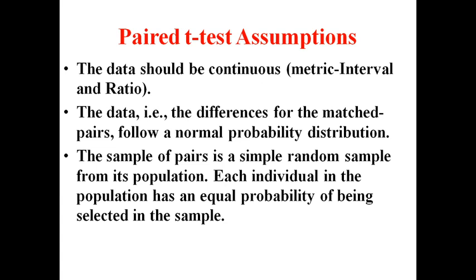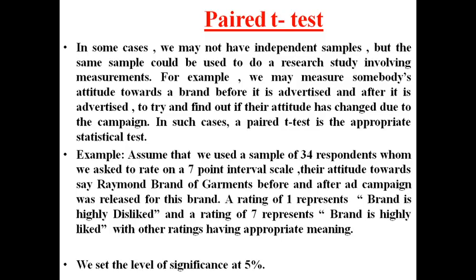The sample of pairs is a simple random sample from its population. So the responses should be collected through simple random sampling, so that each and every element gets an equal chance to be selected. So these are the assumptions of paired t-test. Now we will consider a case study related to this paired t-test.